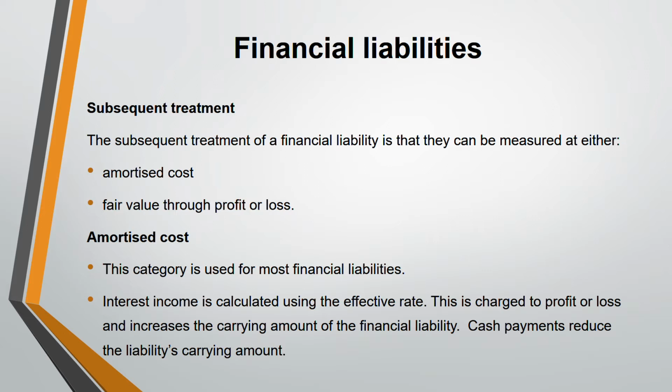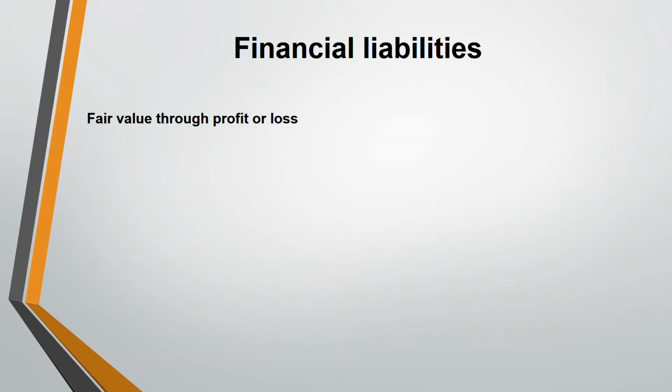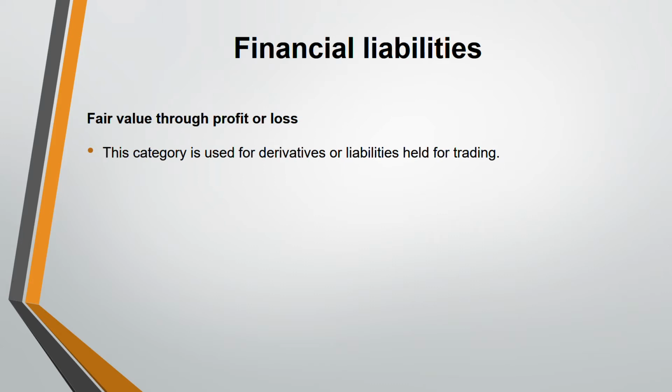Under amortized cost, now we are going through fair value through profit and loss. This category is used for derivatives or liabilities that are held for trading. It could be for derivatives also, remember, because derivatives we measure at fair value through profit and loss.